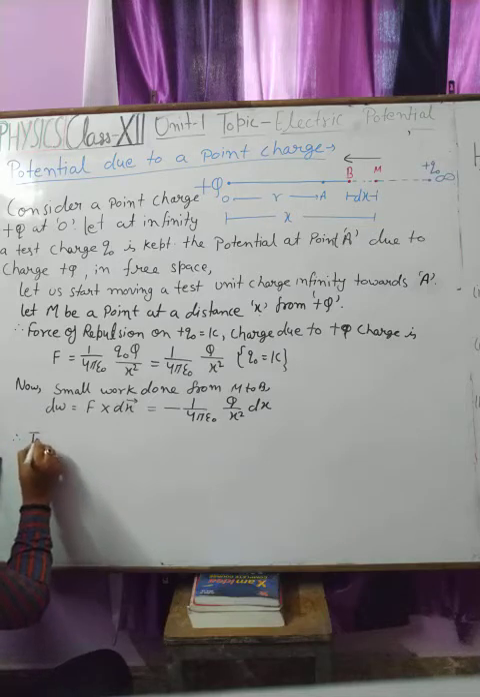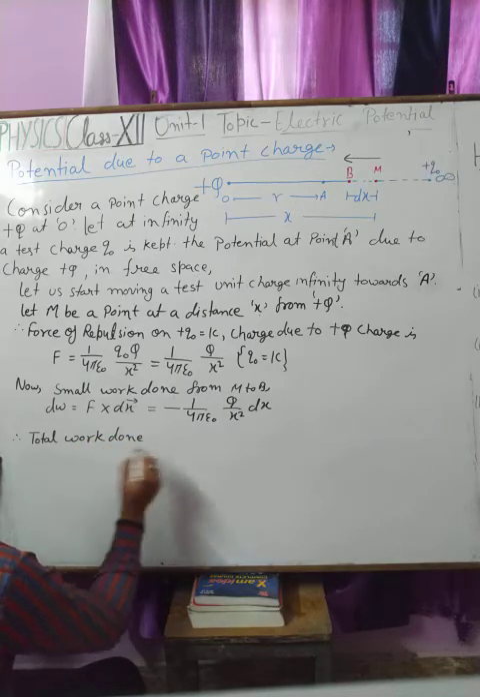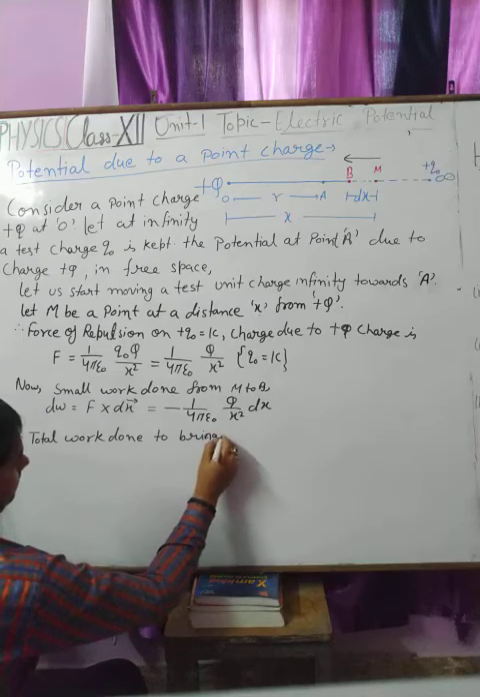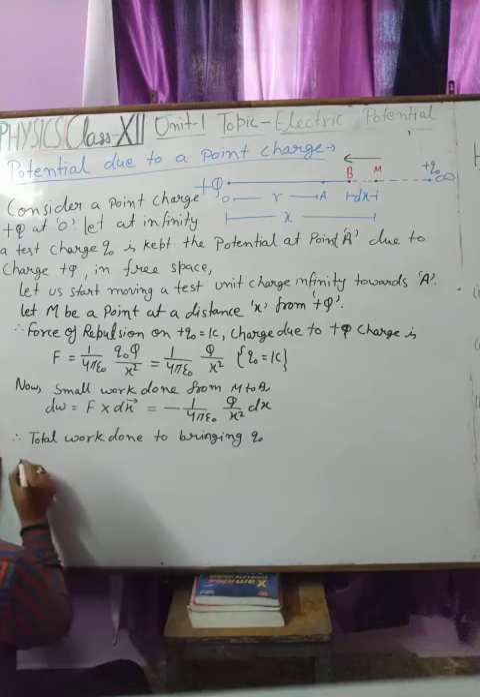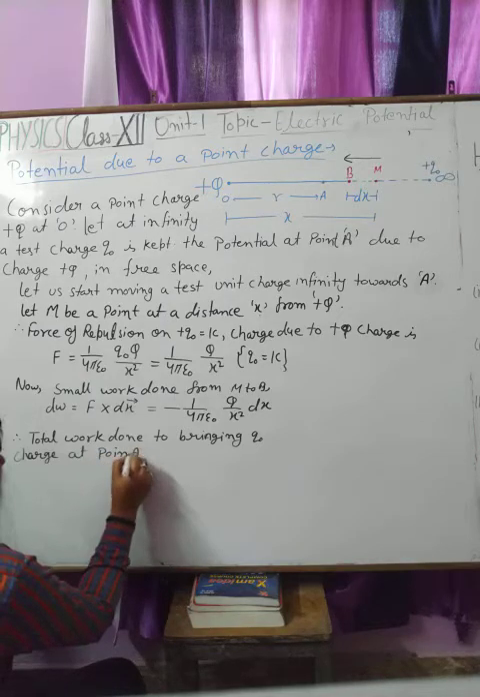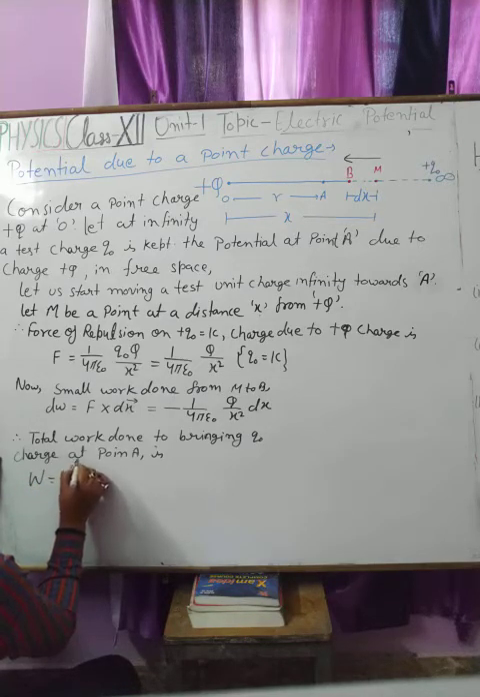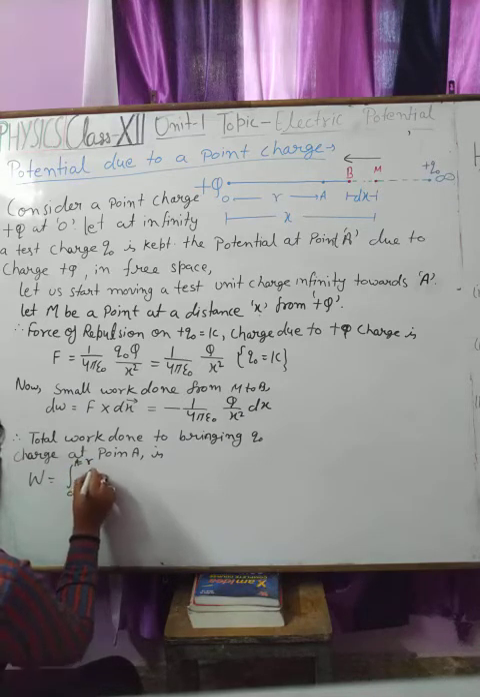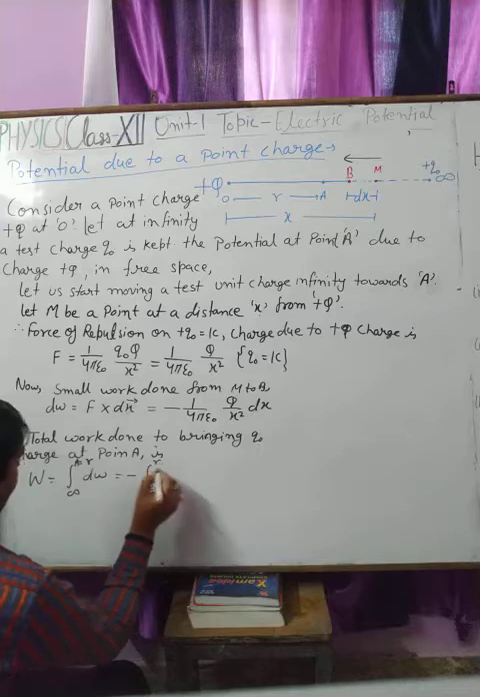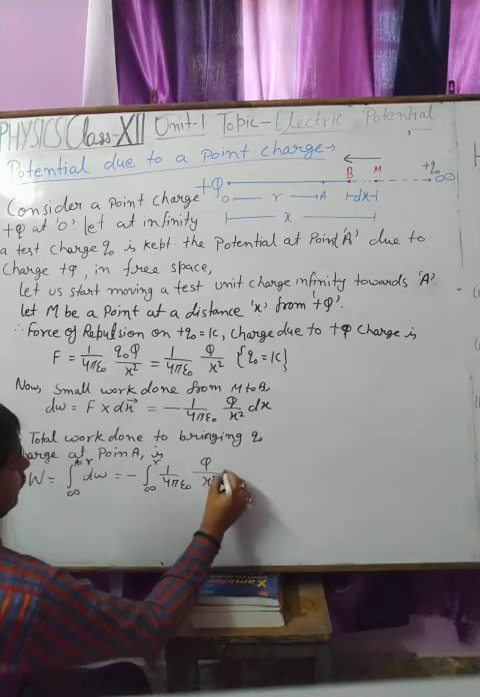Therefore, the total work done in bringing q naught charge at point A is W equal to the integration from infinity to point A, at distance r, of dW, and it is minus integration from infinity to r of 1 upon 4 pi epsilon naught q upon x square dx.